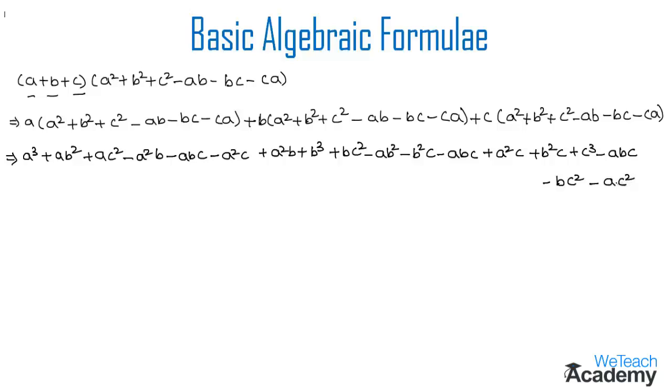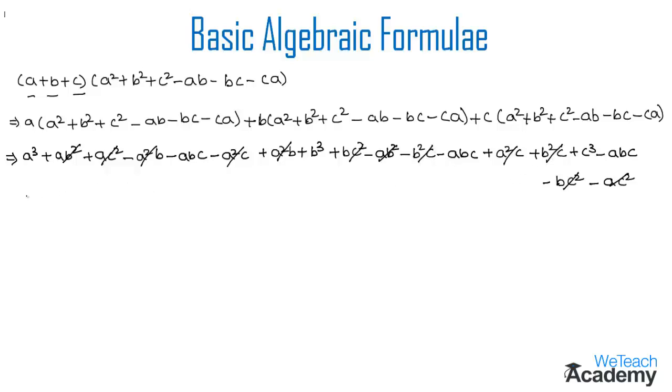So we observe that there are two terms, ab square and minus ab square, so let us cancel them. Then we have the next term, ac square and minus ac square, so let us cancel them. And the next terms, minus a square b and plus a square b, also get cancelled. Then we can cancel the terms minus a square c and plus a square c. And then we have the next terms, bc square and minus bc square, so let us cancel them. Then we can cancel the terms minus b square c and plus b square c.